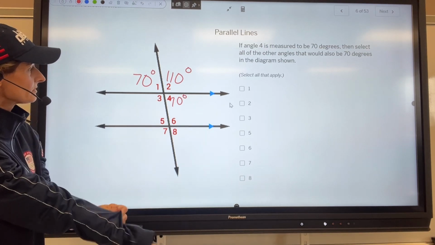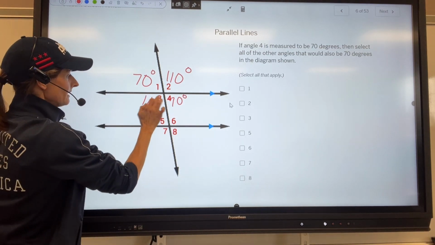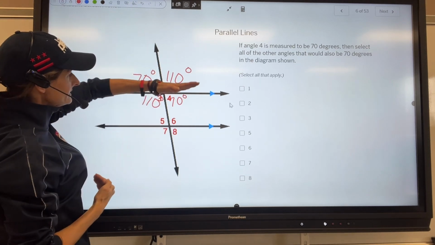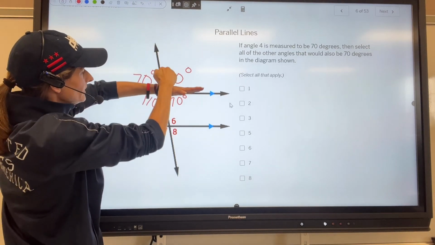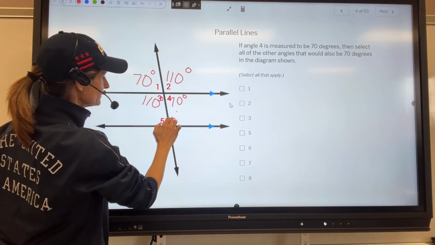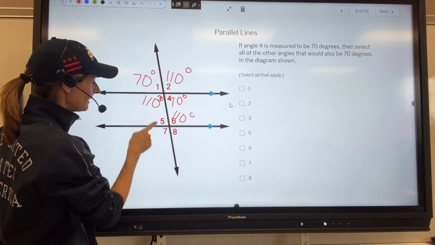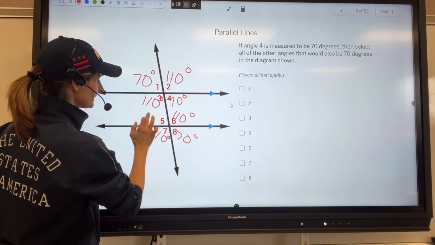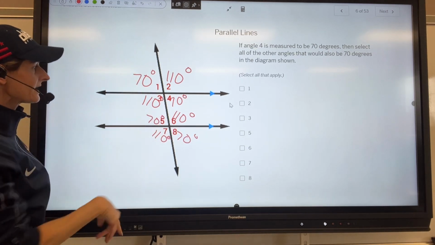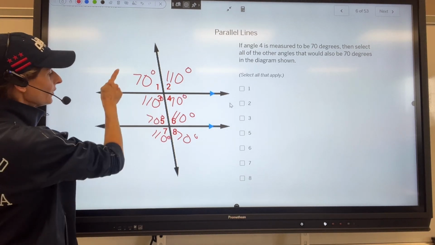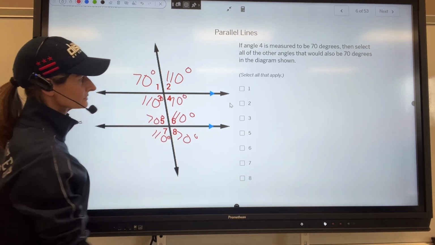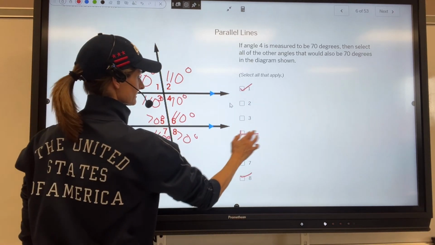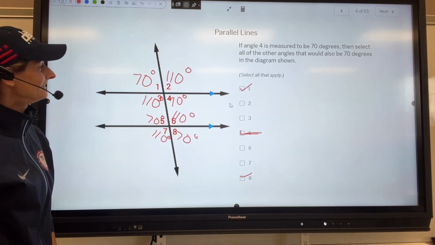Okay, so 110, and then as we were just saying, this transversal hits this line, 110. So this angle 6 is also 110. So just go around this one, 70, 110, 70. So what are the other angles that are 70 degrees? Well, we've got 4 and 1 and 8 and 5. So 4 and 1, 8, 5. Those are check marks. Questions?